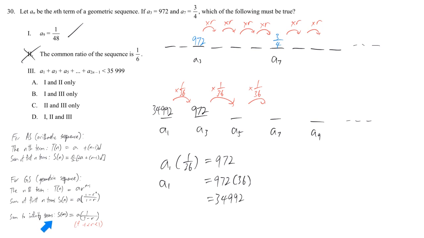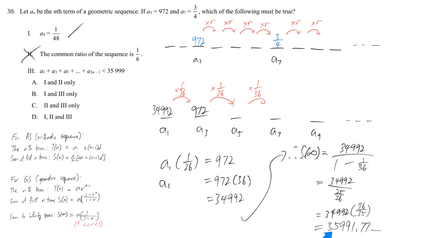About the sum to infinity of a geometric sequence. Because the ratio here is between -1 and 1, that's why we can apply this formula. It's the first term divided by 1 minus r. So the sum to infinity is equal to 34992, in Paper 1 don't write this symbol, it's not correct, anyway over 1 minus r, which is 1/36. Then we get the sum to infinity is 35991.77 something. Compared with our boundary here, 999, this one is less. So even if we add infinite terms together, it's never larger than this amount. So this statement is correct, and that's why we accept the third one. The answer is B.